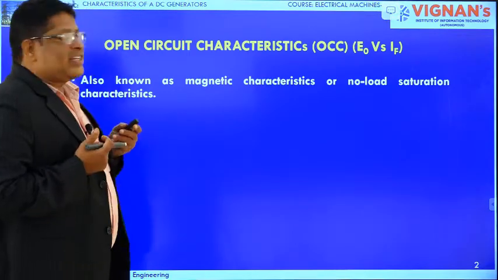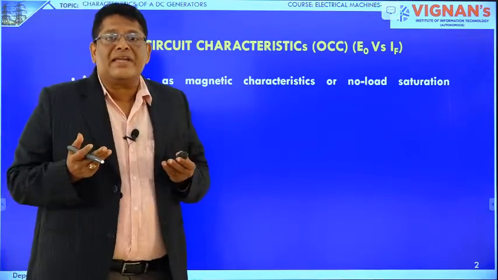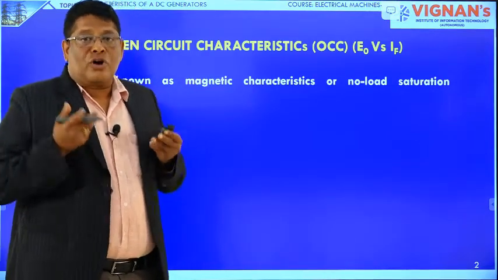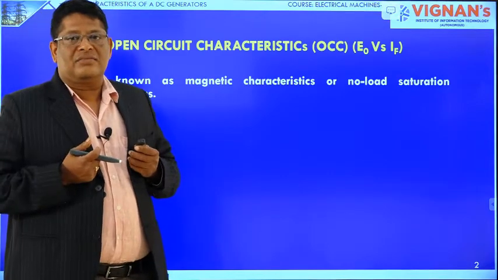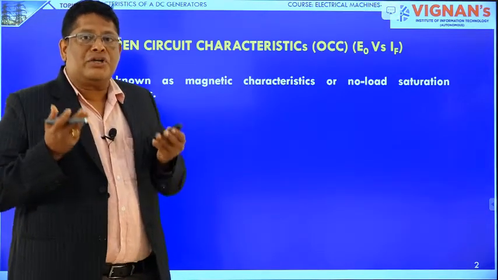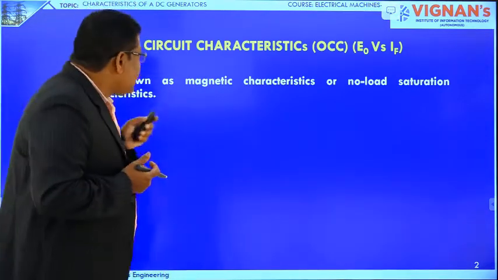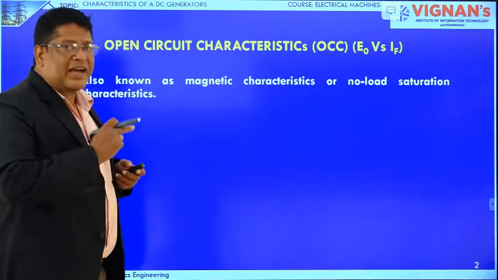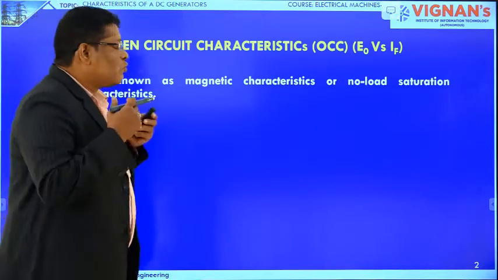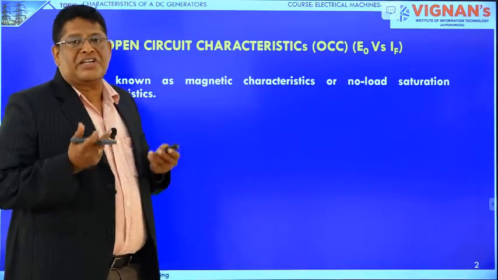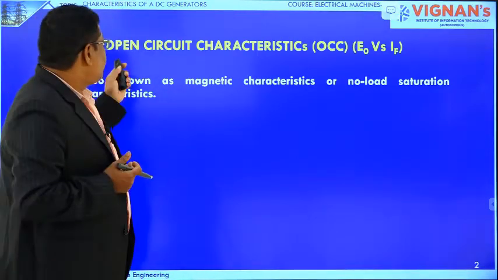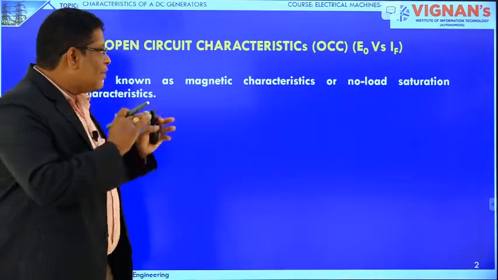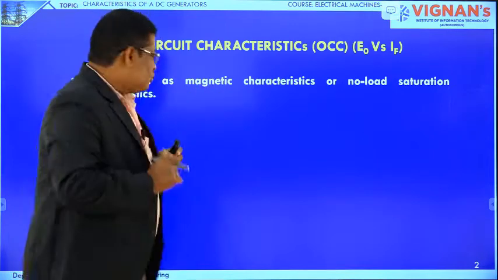Here we are conducting this test to know the magnetic characteristics of a generator, also known as the magnetic characteristics. The voltage induced in a generator depends highly upon the field current. As the field current changes, how the induced voltage changes, we come to know from this open circuit characteristics.